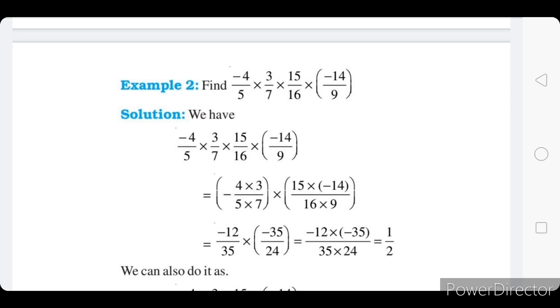So first of all, multiply the first two fractions, minus 4 upon 5 into 3 upon 7, numerator to numerator and denominator to denominator. Similarly, the second, 15 upon 16 into minus 14 upon 9, 15 into 14 and 16 into 9. Remember, in multiplication or in division, we will never take LCM. This is the most common mistake which you people make. Don't take LCM in multiplication or division. So simply multiply numerator to numerator and denominator to denominator. It will be minus 12 upon 35 into minus 35 upon 24. Again multiply the numerators and denominators. After writing this, 35 and 35 are cancelled, 12 times 2 is 24 so that is cancelled, the answer is 1 upon 2, and minus will become plus.